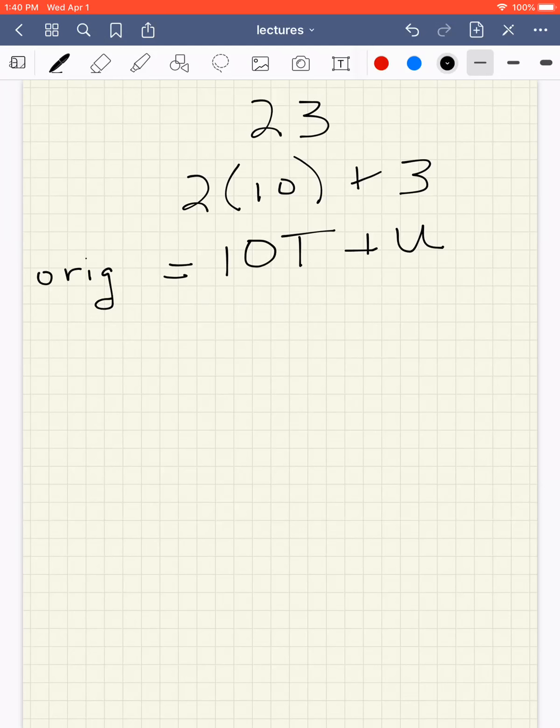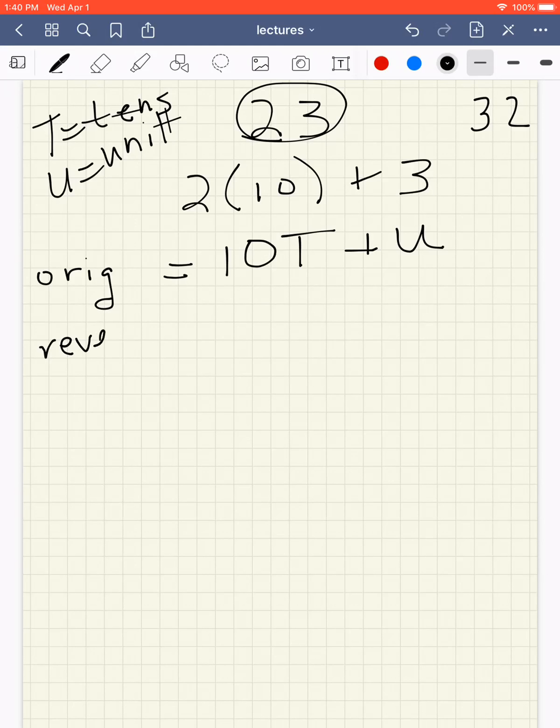Well, the tens digit is t, okay? T equals tens digit, and U equals the units digit. Sometimes we think of it as the ones digit, okay? Units digit or ones digit. If I reverse these numbers and I make it now 32, well, here's my original, remember?